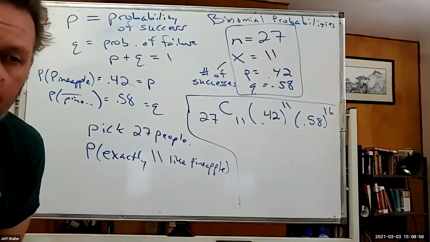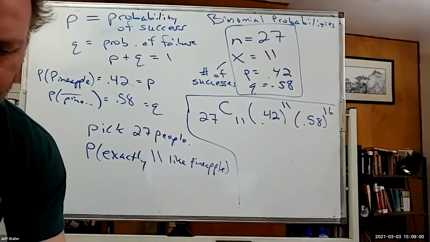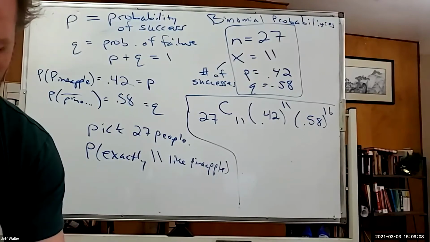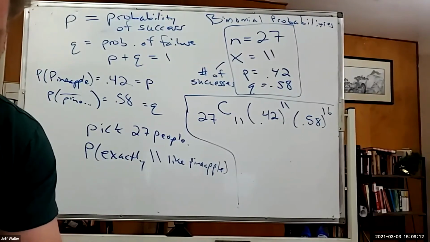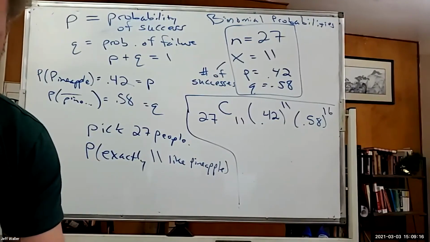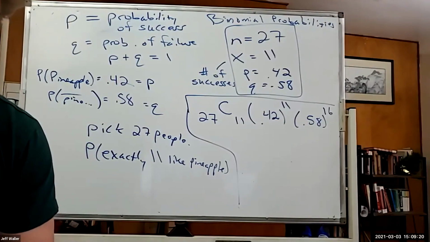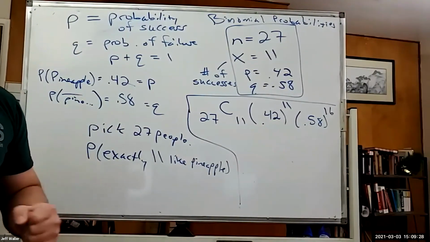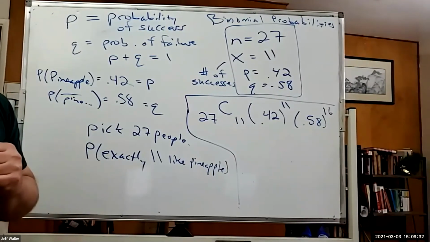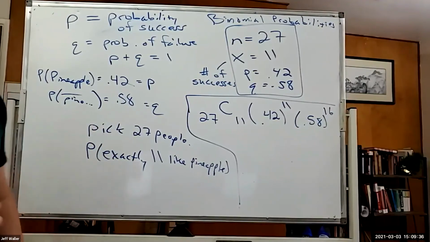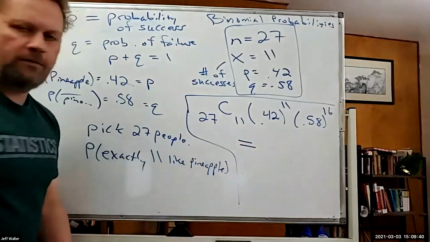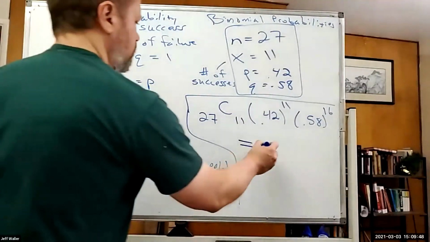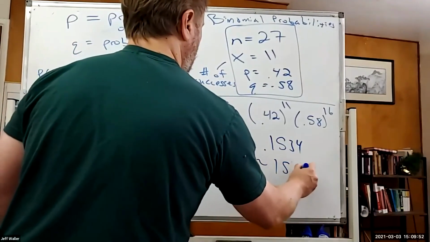All right, go ahead and try to plug that in your calculator. We'll compare notes. I'll write the general formula and then we'll call it a day. Anybody get that? 0.1534. Yes. So about 15.34%.